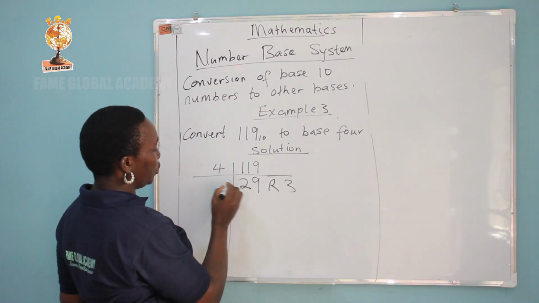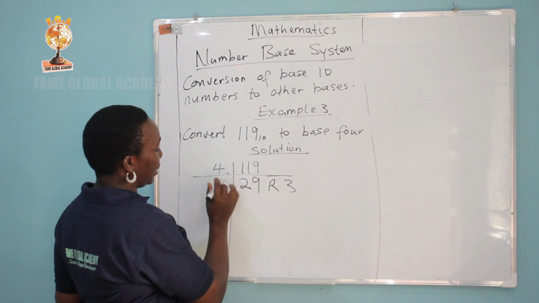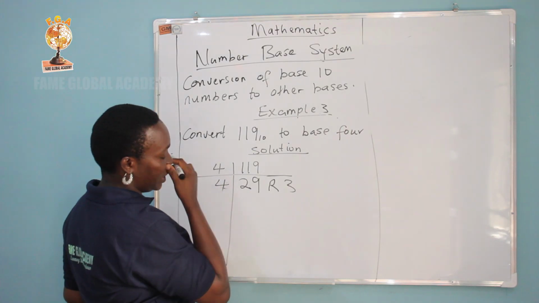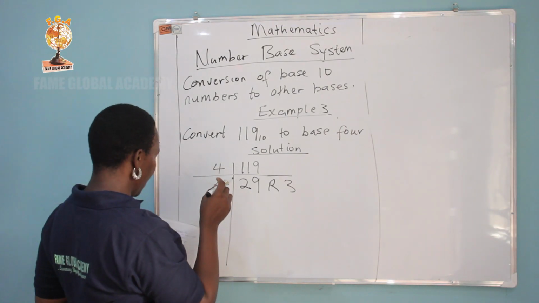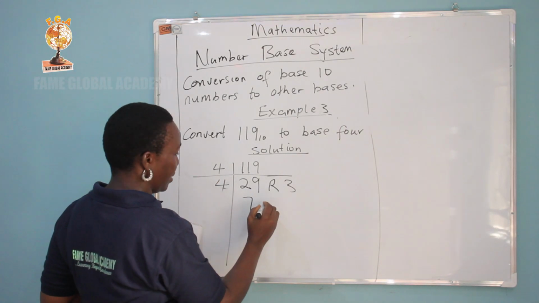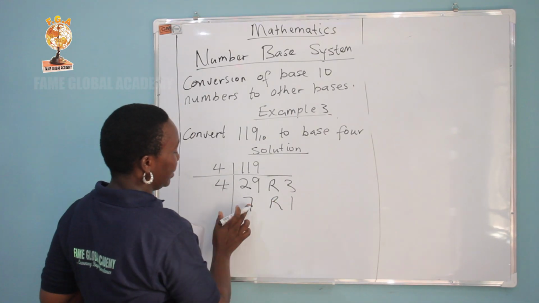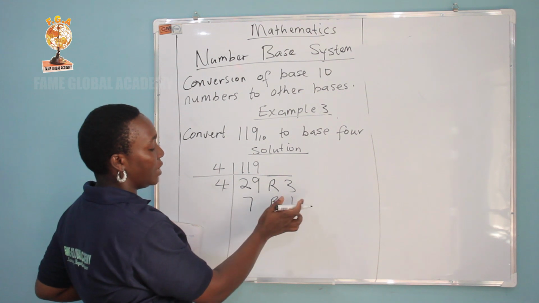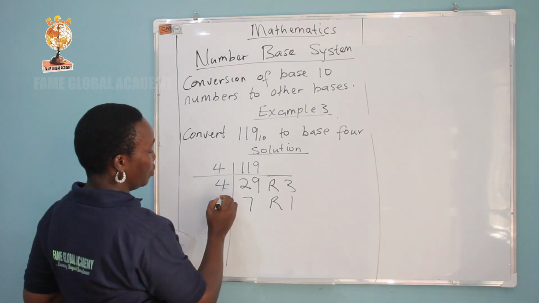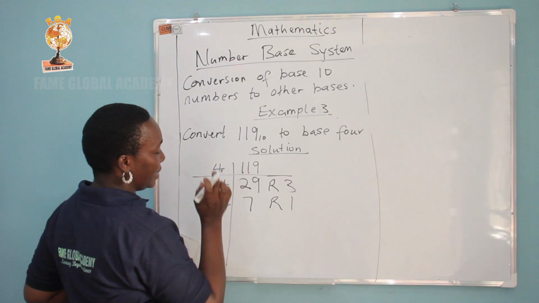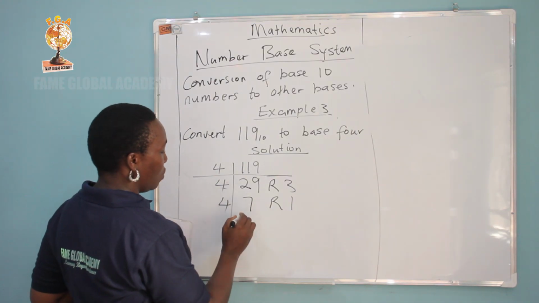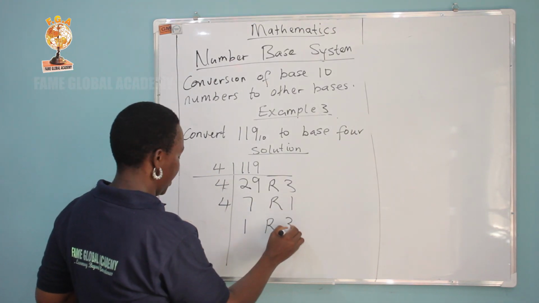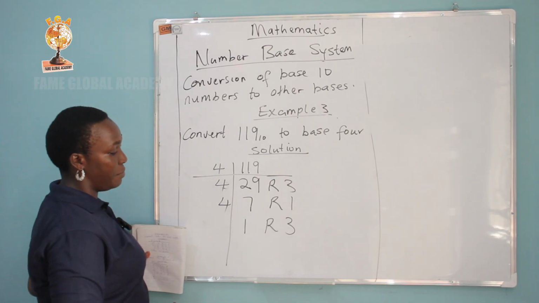Alright, so let's continue. We use 4 again. 4 into 39, that will give us 9 remainder what? 3. Then 4 into 29, that will give us 7 remainder what? 1. Because 7 times 4 will give us 28. 29 minus 28 will have 1 remaining. So you use 4 again. 4 into 7, that will give us 1 remainder what? 3. Yes, 1 remainder 3.